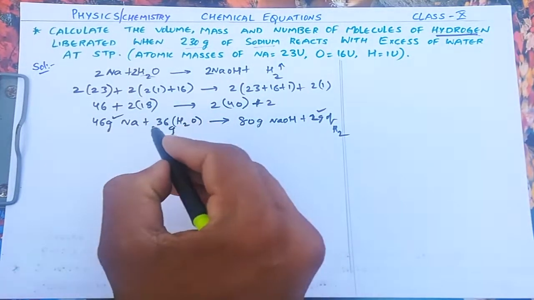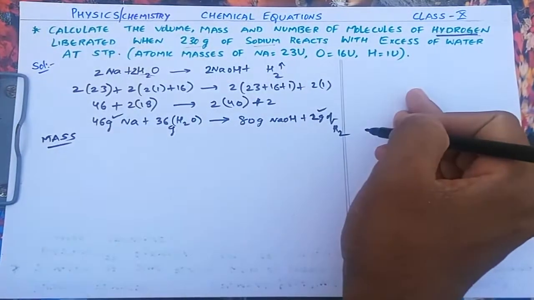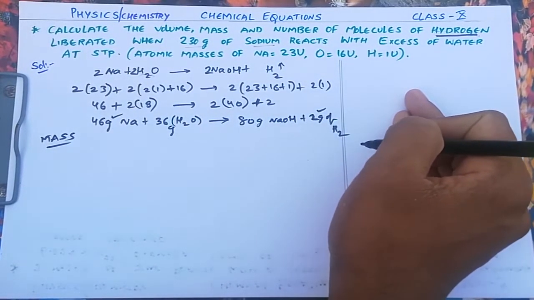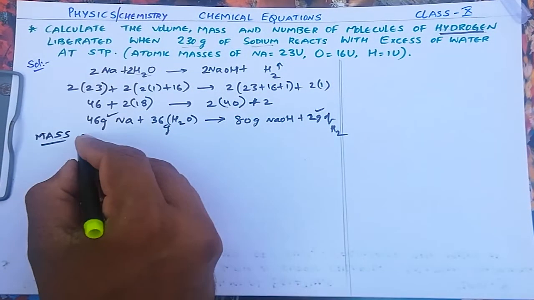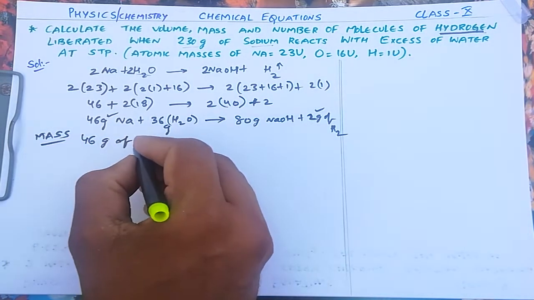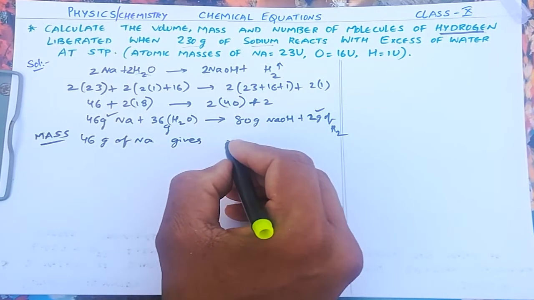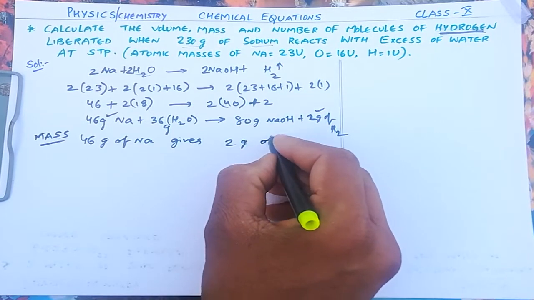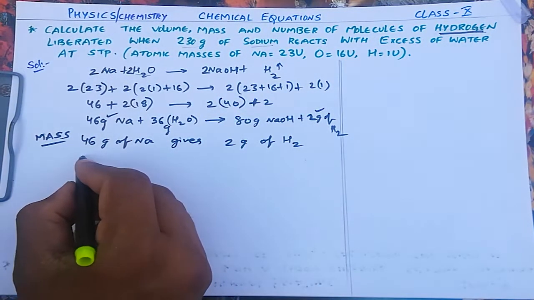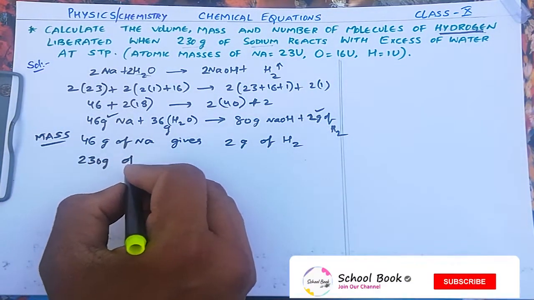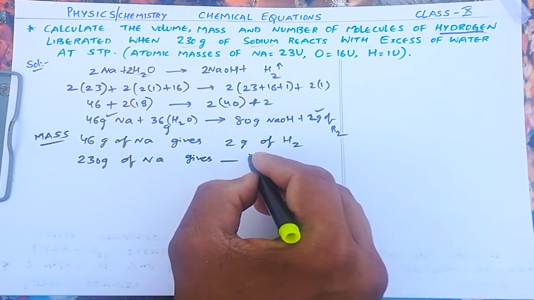The question is asking: we got 46 grams of sodium, but it is asking for 230 grams of sodium. So first we'll calculate the mass, that means in grams. Now, 46 grams of sodium gives, since it is asking for sodium and hydrogen, we'll consider only these two, 2 grams of hydrogen. It is asking for 230 grams of sodium. So when 230 grams of sodium is taken into consideration, how many grams of hydrogen does it give?